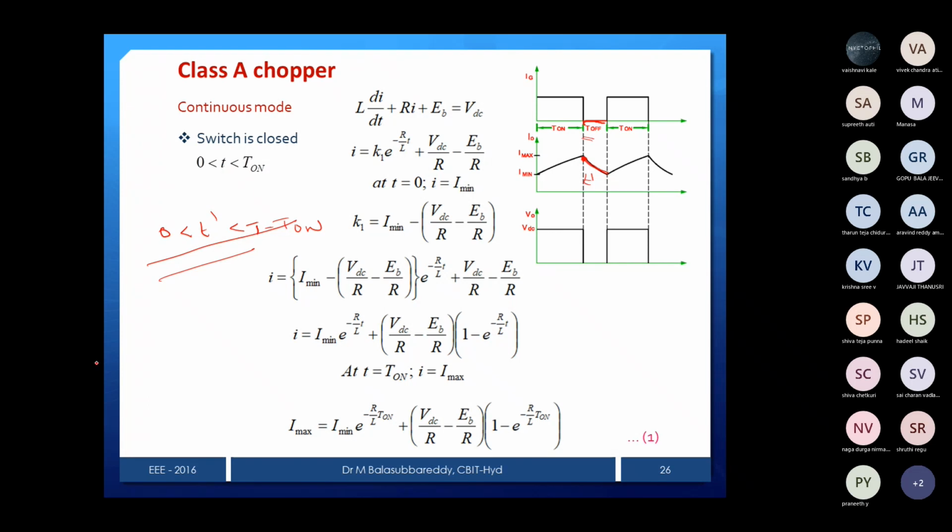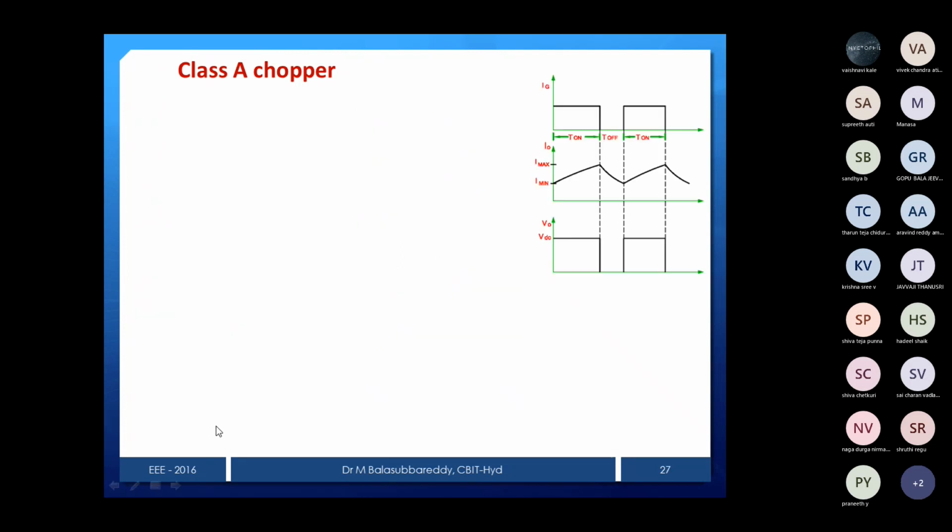What is the voltage equation? If this voltage equation is again the same, what can I write? Ri plus L di by dt plus EB, that is equal to 0. Instead of VDC, now when the chopper is off, you will get it as 0. And the same way you can derive the expression. Now you can see the interval I have taken is 0 to T minus T on. Then the voltage equation is this one.